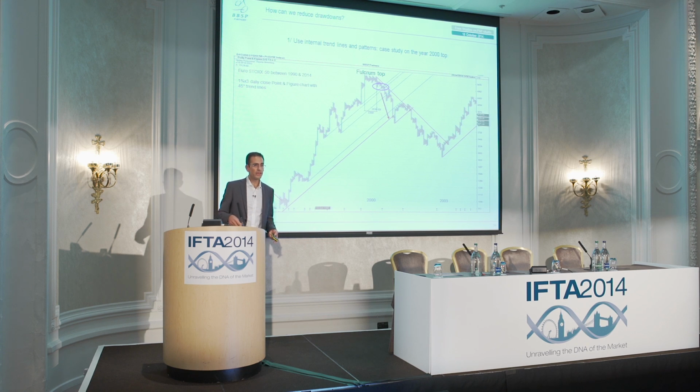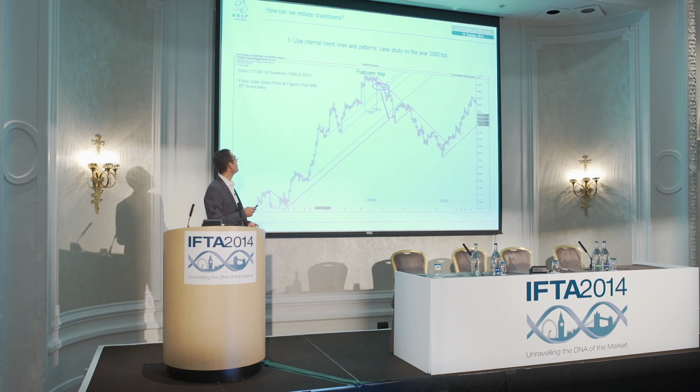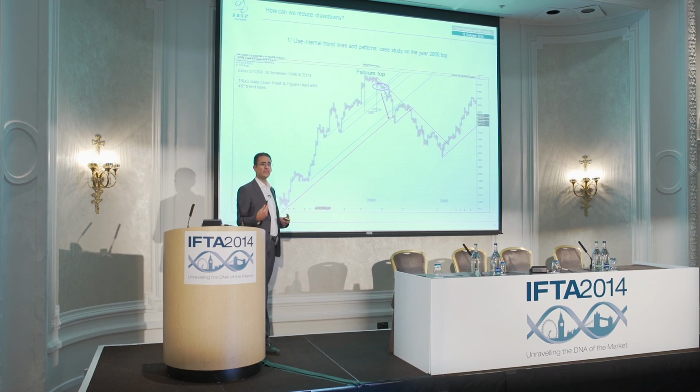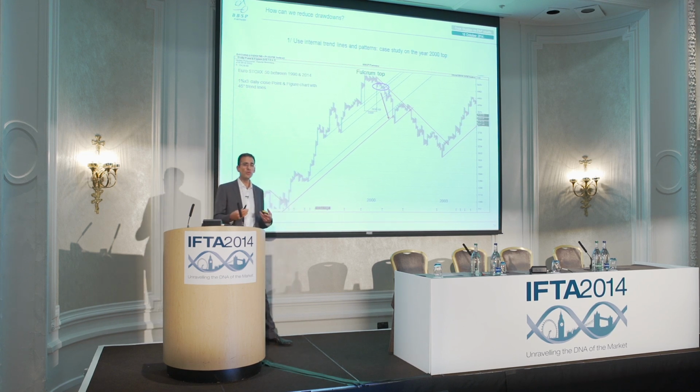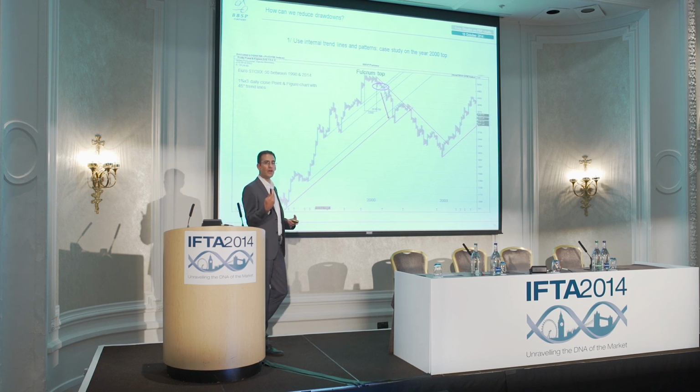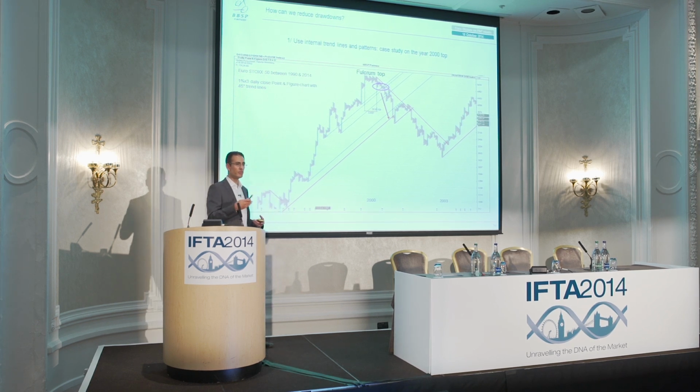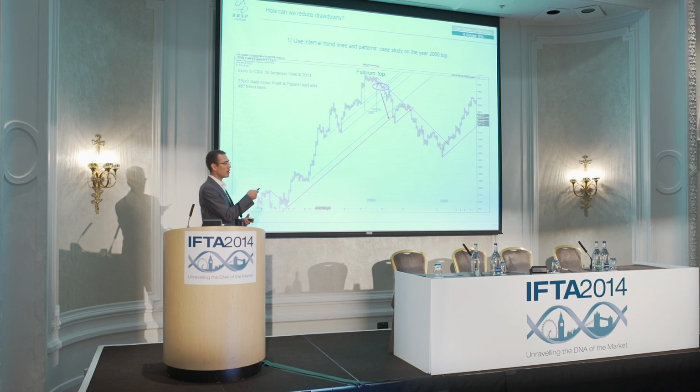So if I try to combine internal lines with point and figure patterns, here you have the top of 2000. The lines in blue are internal lines. How do you draw an internal line? Usually I like to start from a mini bottom. You get this bottom by having at least one double bottom breakdown, which is a bearish reversal, followed by a double top breakout, which is a bullish reversal. So you have a potential trend reversal here, then going up again.